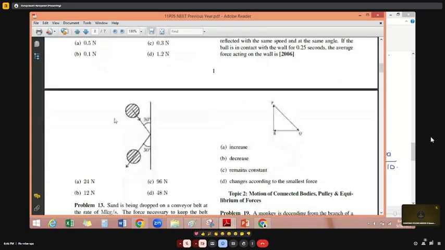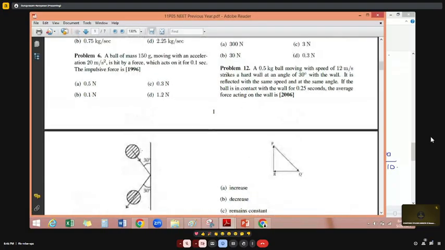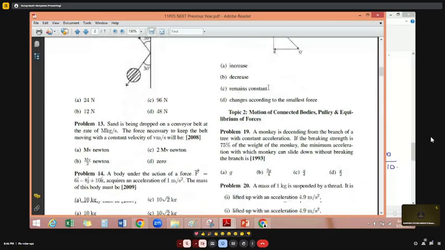Twelfth one, exactly the same thing which we did earlier, right? So I'm going to leave it to you. So 12th one, do it yourself as homework.